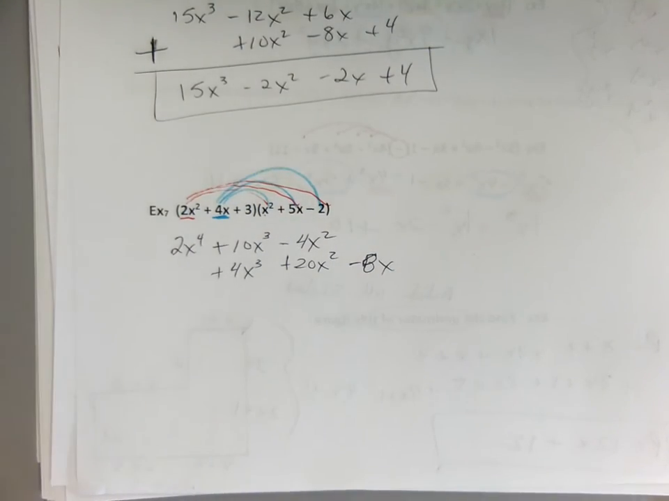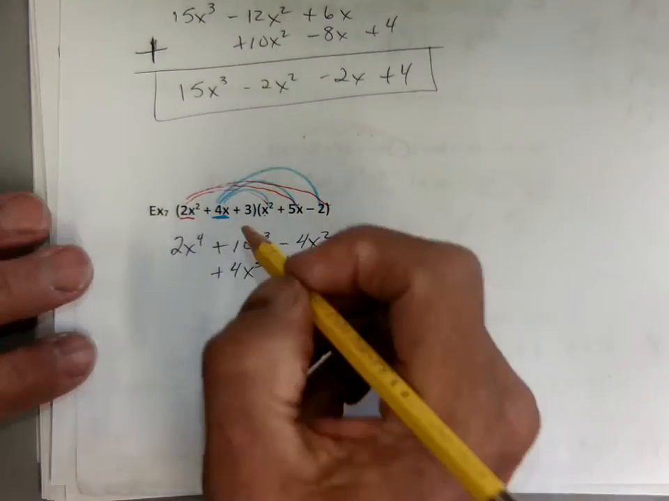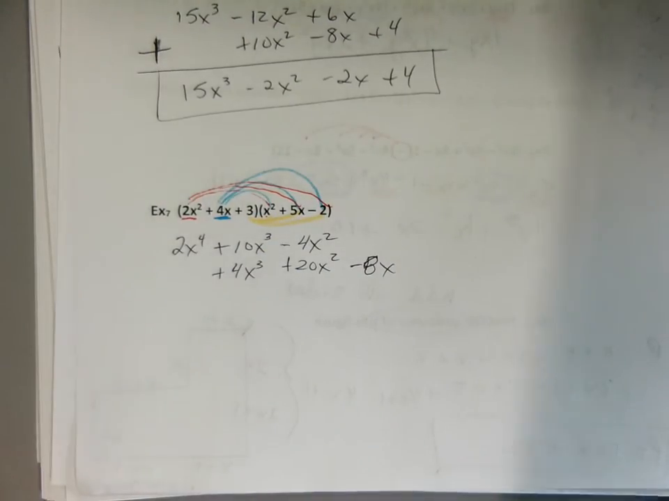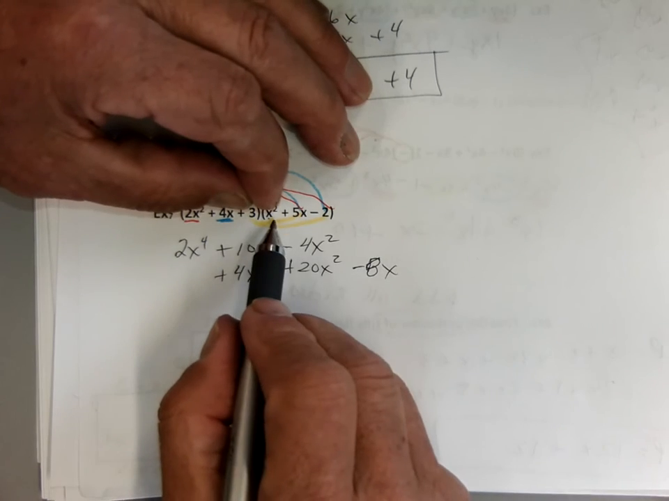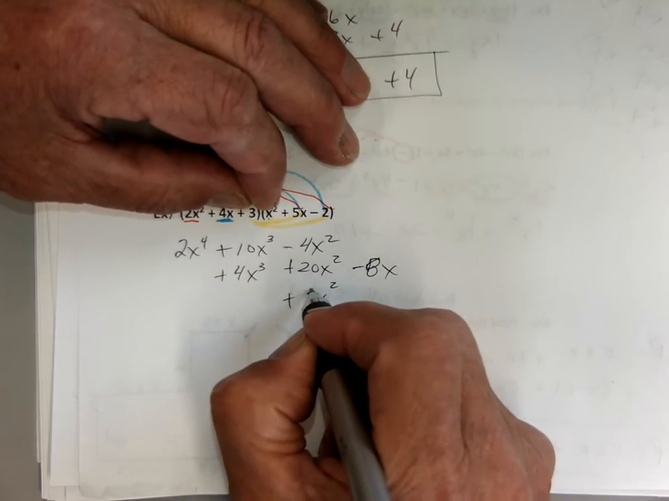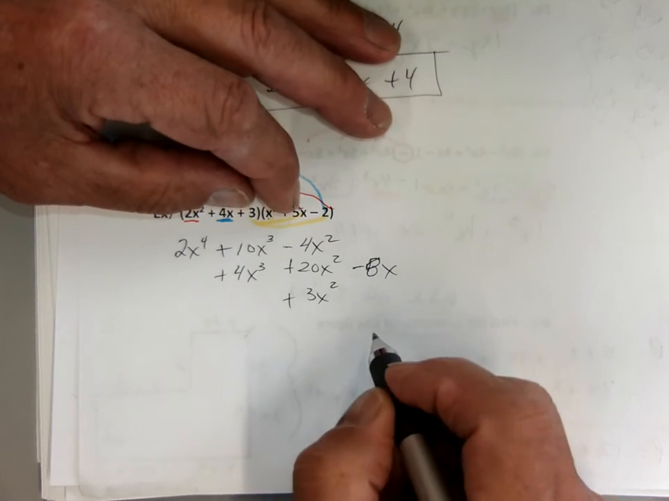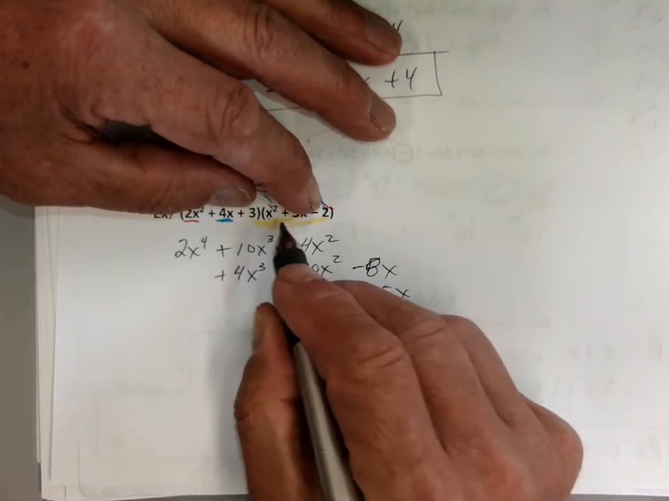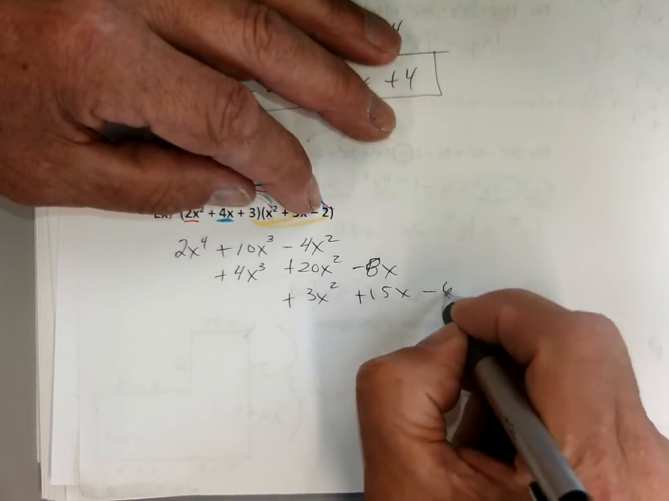Almost done. Really, almost done. So now I'll multiply the 3 times all three of these. I will go 3 times x squared is a positive 3x squared. I'll put that right there. Line them up. 3 times 5x, a positive 15x. Line them up. And then finally, 3 times negative 2 is negative 6.